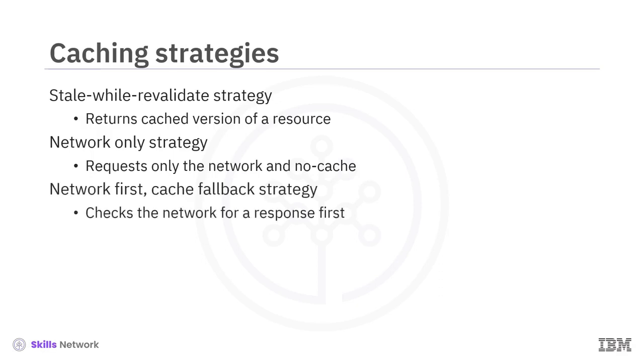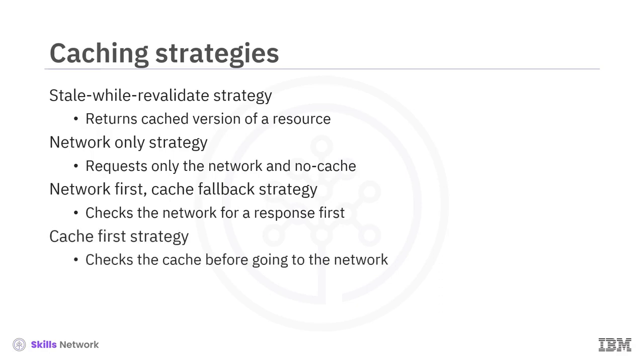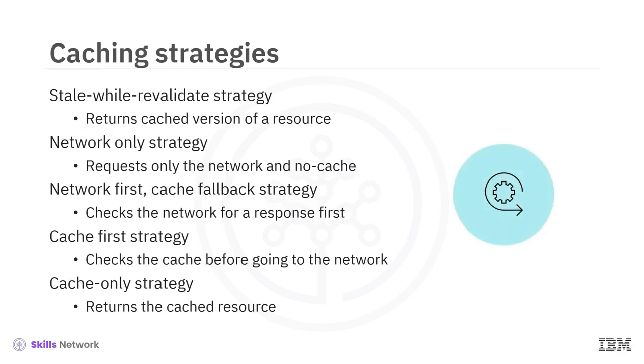This case is used for assets where any cached version would be unacceptable or risky. The network-first, cache-fallback strategy involves checking the network for a response and returning current data to the page if successful. If the network request fails, it instead returns the cached entry. The cache-first strategy checks the cache before going to the network. It is ideal for on-the-fly caching and optimizing for repetitive asset requests. A cache-only strategy is simpler because it only returns the cached resource without even attempting to connect to the network.